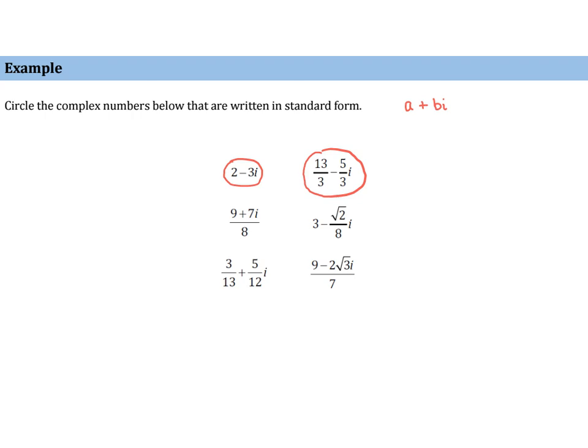Notice (9 plus 7i) all over 8. That's complex, but it's not in standard form. 3 minus the square root of 2 over 8. That's in standard form. 3/13 plus 5/12 i. Standard form. (9 minus 2 root 3 i) all over 7. Complex, but not in standard form.